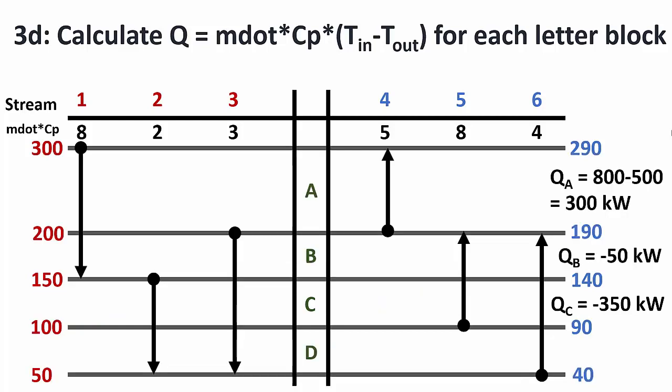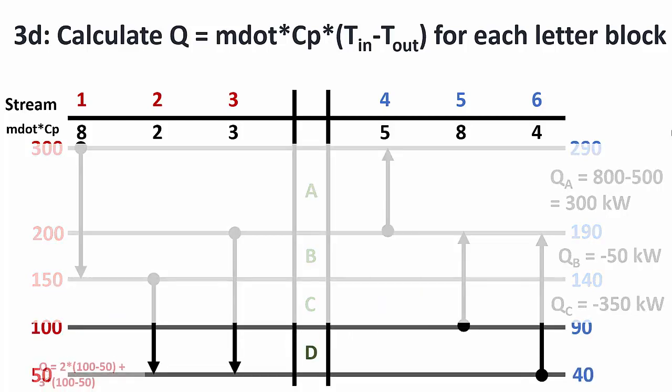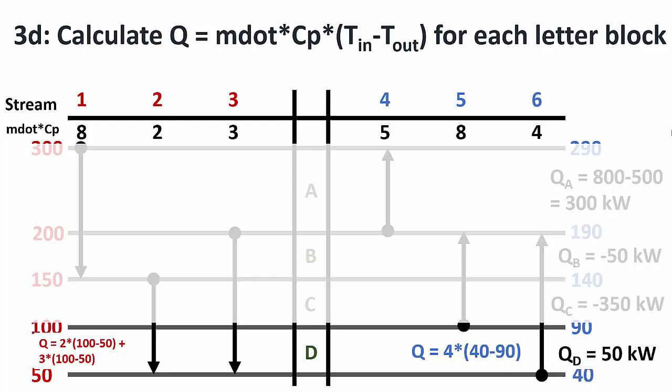The last block is block D, and we have 2 streams on the hot side, we have 1 stream on the cold side. This is the Q for the hot side. The Q for the cold side is shown there. We sum these 3 and we get an overall Q for block D of 50 kilowatts.